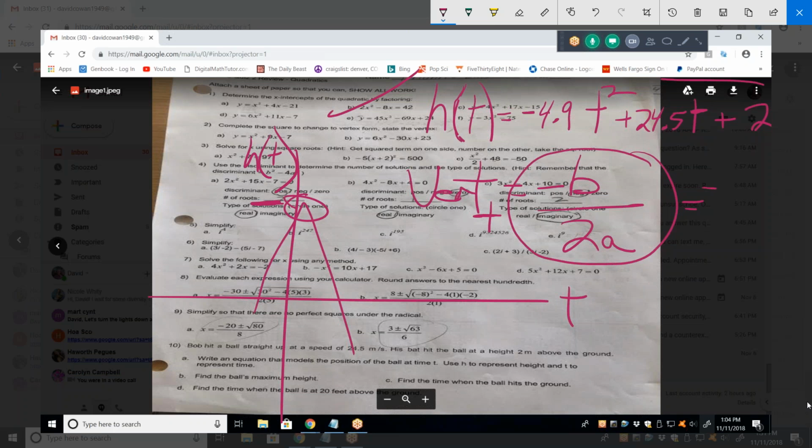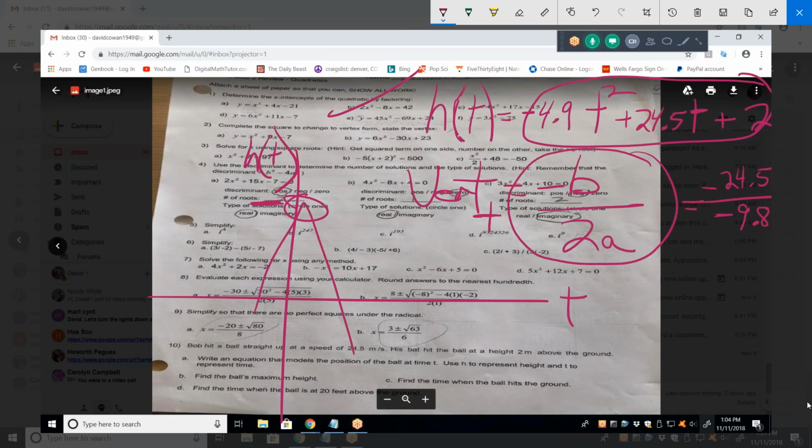Now, don't look at your pages. Look at this function right there. What's b? That's in standard format. Oh, that's a. Minus 4.9 is a, 24.5 is b, plus 2 is c. So minus b is minus 24.5. What's 2a? It'd be minus 9.8.